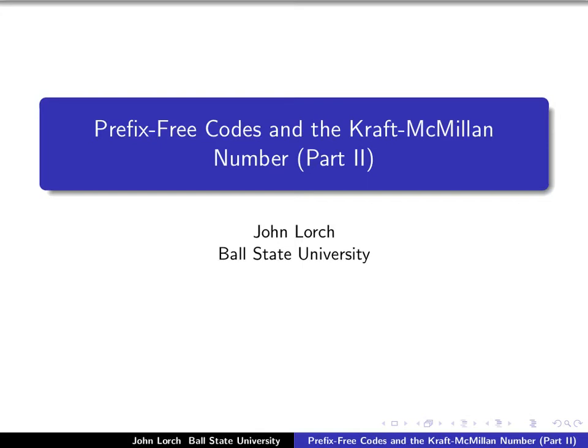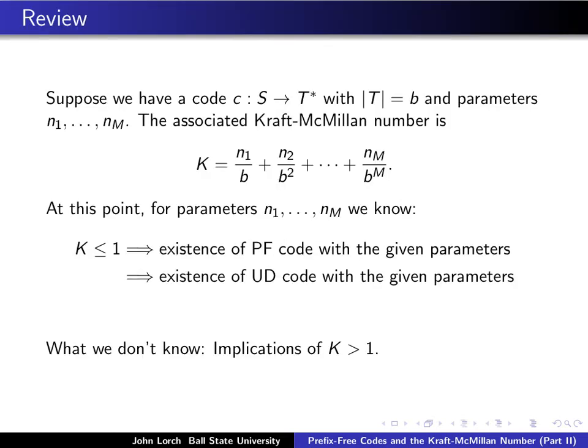Hi everyone, this video is about prefix-free codes and the Kraft-Macmillan number. In the last video, we introduced the Kraft-Macmillan number for a code, and we showed that if that number is less than or equal to 1, then there exists a prefix-free code with the given parameters, that is n1 through n sub m. And that in turn implies that there is a uniquely decodable code with those same parameters.